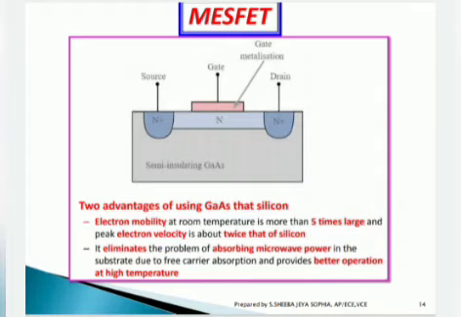Why are we using semi-insulating GaAs? It provides electron mobility at room temperature more than 5 times larger, and the peak electron velocity is about twice that of silicon. It eliminates the problem of absorbing microwave power in the substrate due to free carrier absorption and provides better operation at high temperature.